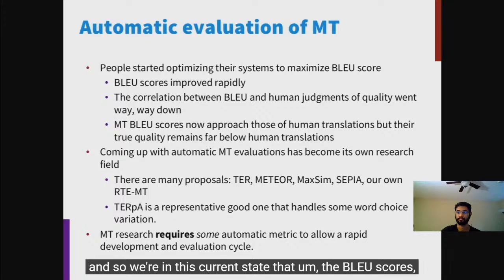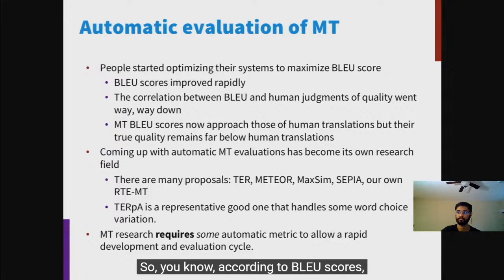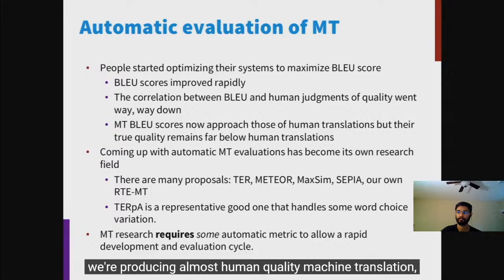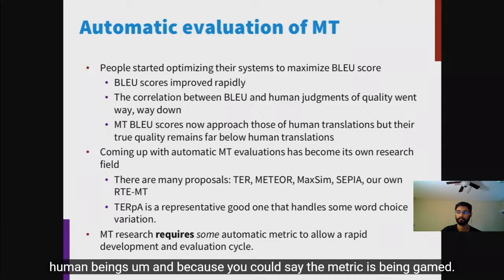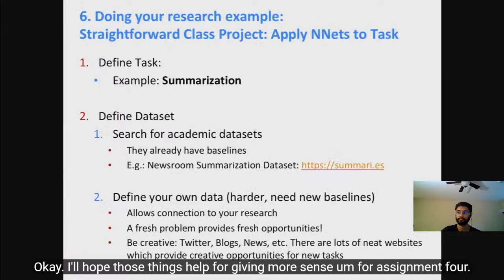And so we're in this current state that the BLEU scores of machines are pretty near the scores of human translation. So, according to BLEU scores, we're producing almost human quality machine translation. But if you actually look at the real quality of the translations, they're still well behind human beings. And you could say the metric is being gamed. Okay, well, I hope those things help for giving more sense for assignment 4.